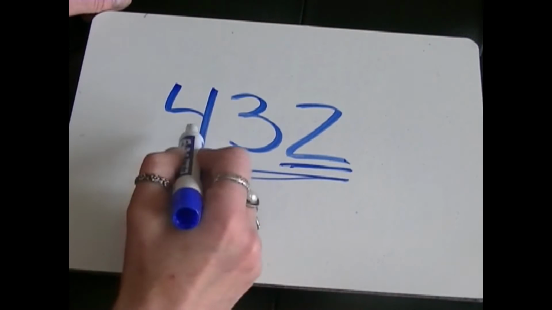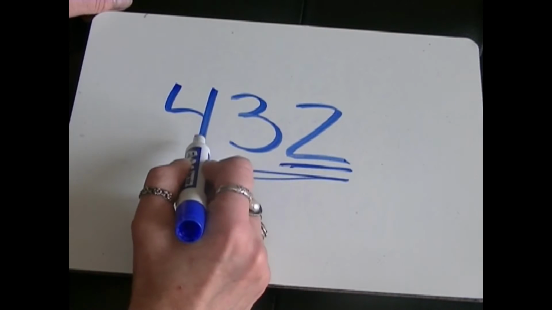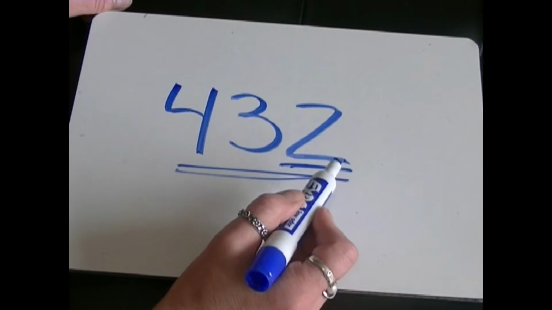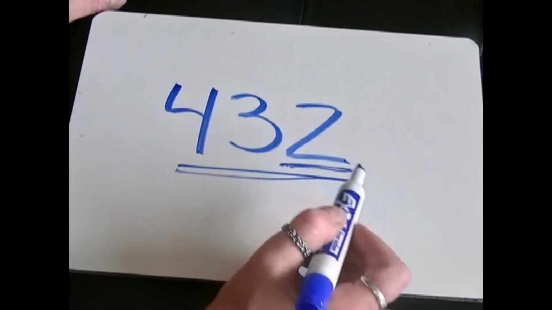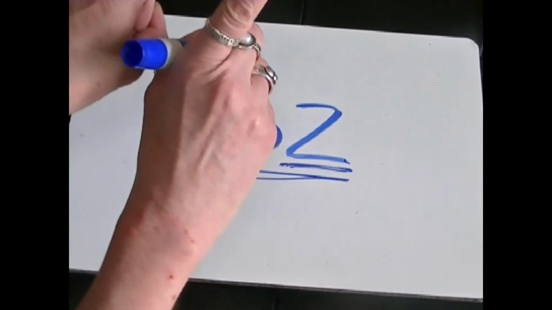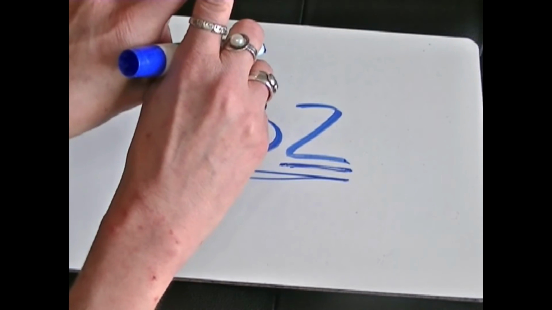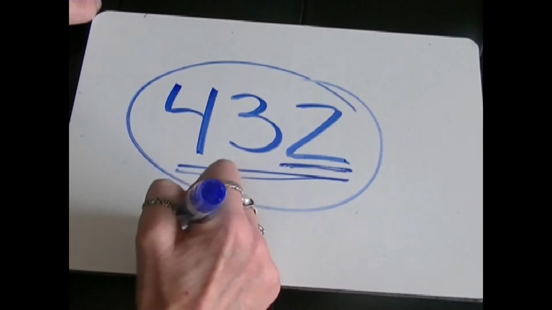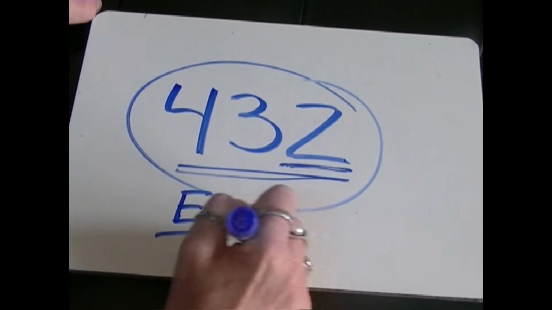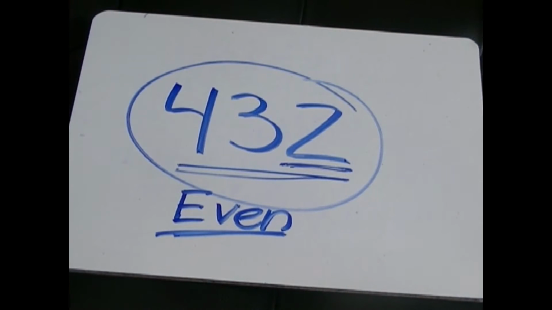So let's take a look at 432. We don't have to sit and try and match up 432 things. We just look at this number in the ones column. It's a 2. If I put up 2 fingers, boom, I can easily see that they have a match. That means that the whole number, 432, is even.